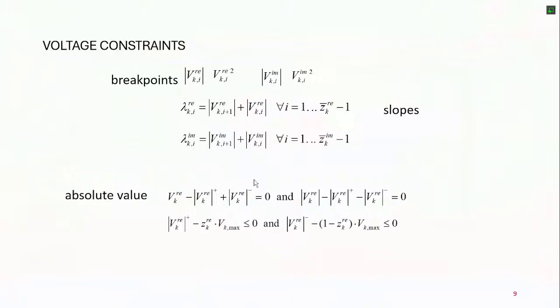It's just 3 for all the buses of the network. So this is the representation. We have again the square of the voltage because we need to put a constraint on the modulus that can be represented by the summation of the square of the real part and the imaginary part. We have the slopes of these lines. We have the absolute value, and you see here that there are binary variables that allow us to select which segment is active in order to describe the voltage in that particular condition.